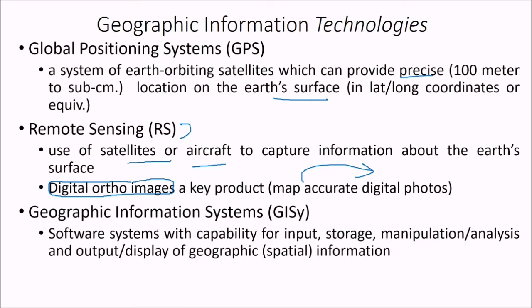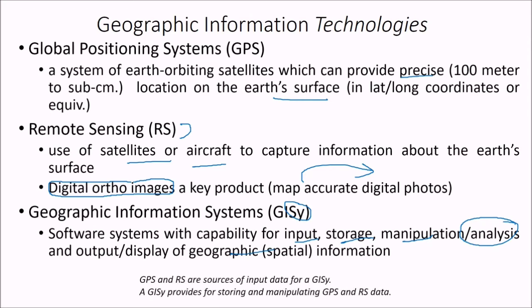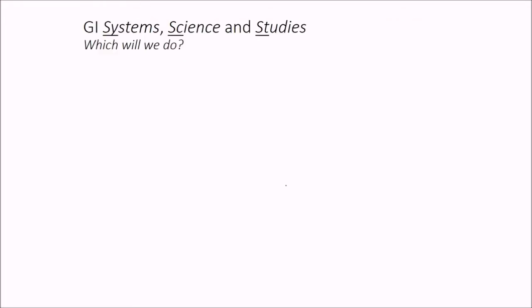What about geographic information system, the S-Y? These are software systems and they have the capability to input, store, manipulate, and then analyze, output, and display the spatial, geographically referenced data or information. The GPS and RS, they are the source of input data to GIS, that is Geographic Information System, and this GIS provides storing and manipulating of this GPS and RS data.